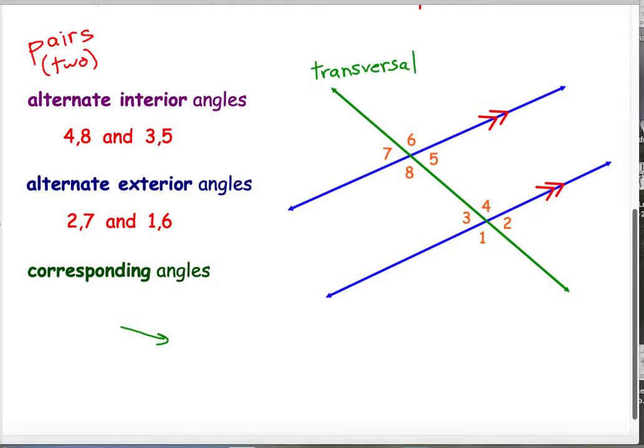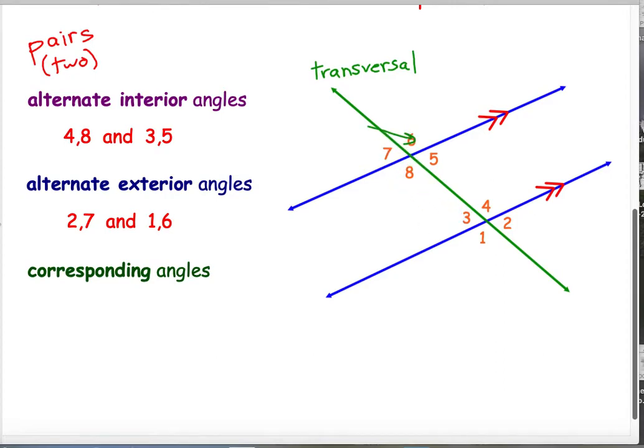So we're looking for two angles, one from this group, one from this group. One of them is in between the two blue parallel lines. One of them is outside the two blue parallel lines, and they're on the same side of the green transversal. So for example, let's start with 7. That's outside, so I need to pick one that's inside from the other group, and it has to be on the same side of the transversal. So that would be 7 and 3.